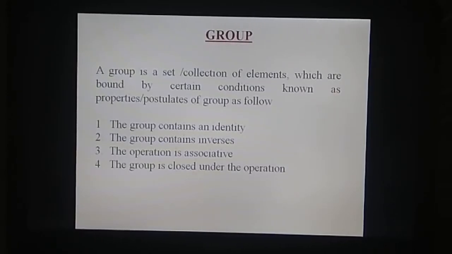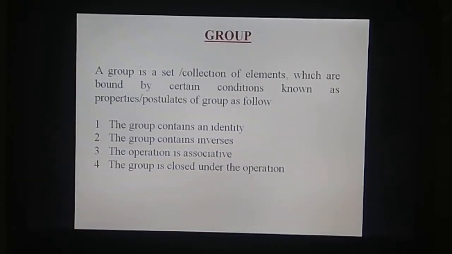First one, the group contains an identity. Second, the group contains inverses. Next one, the operation is associative, and the last one, the group is closed under the operation. Now, we will discuss these 4 postulates one by one in detail.